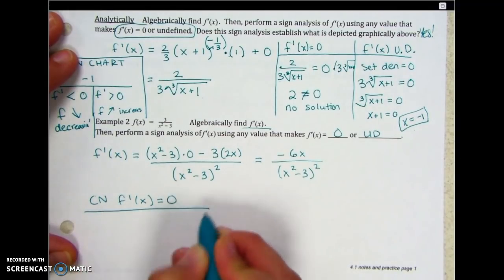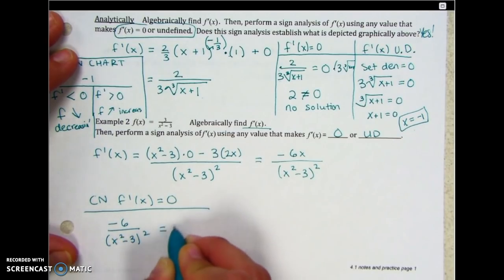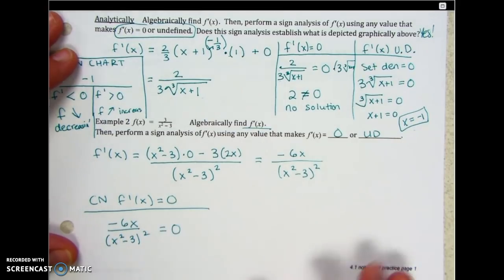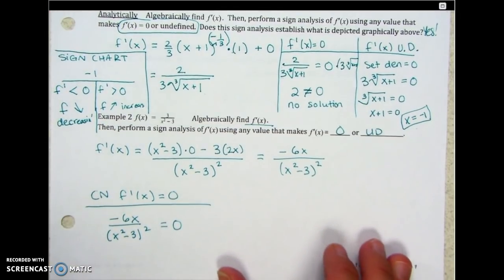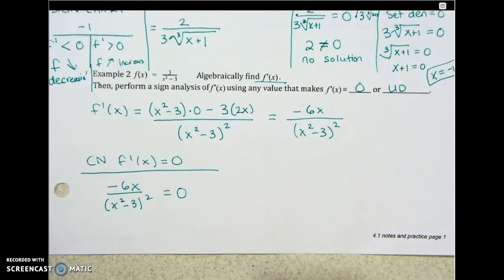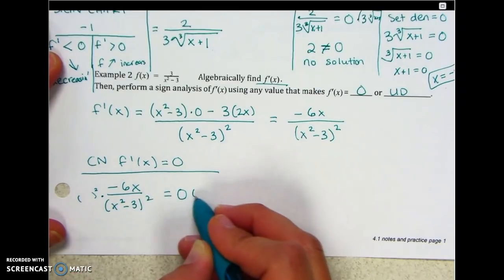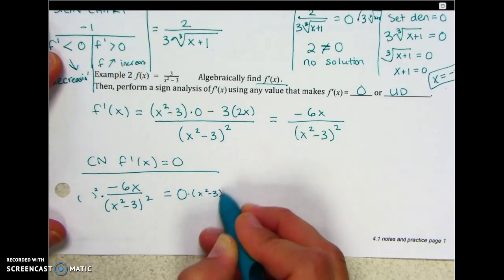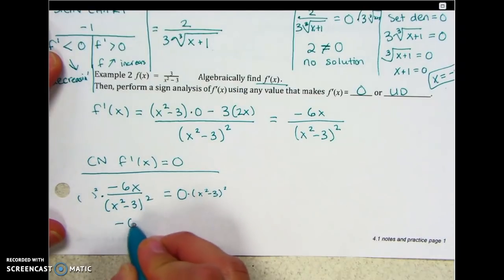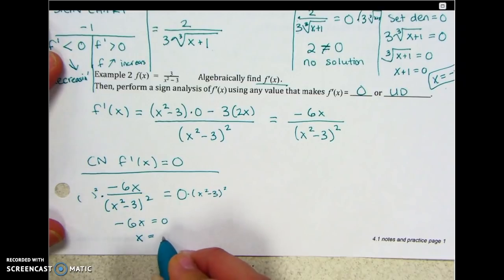Here's my title of the work I'm doing. We're going to set the derivative equal to 0 and solve for x. Multiply the entire denominator on both sides, and what happens to it? It cancels, it goes away. If -6x equals 0, what will x equal? 0.